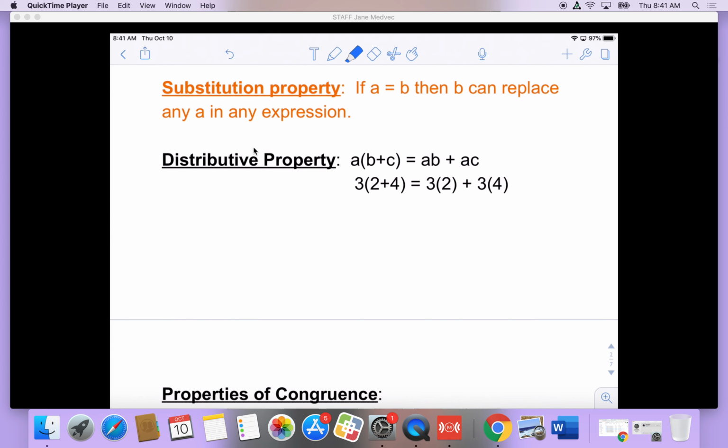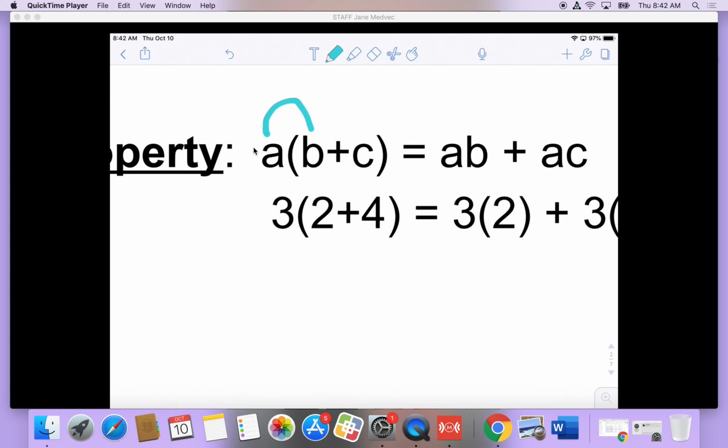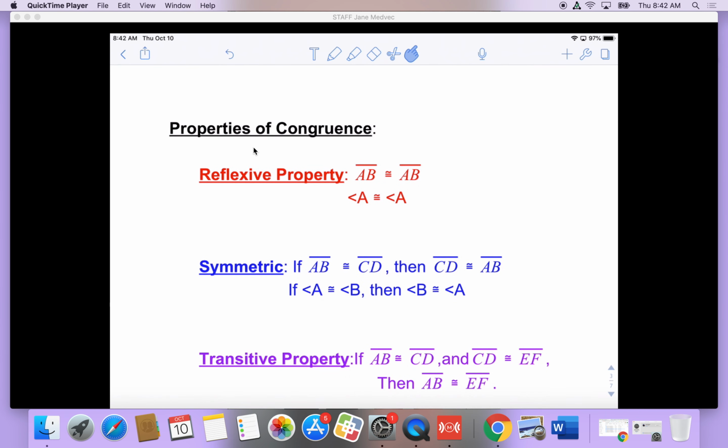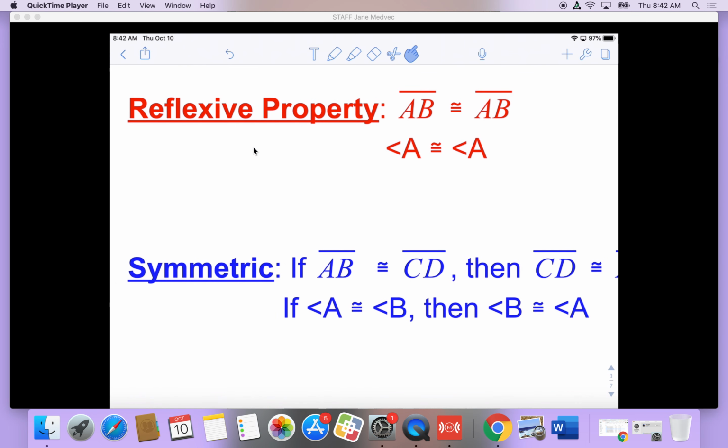And then the distributive property, and of course you've done this before. I have a friend. If A is going to give candy to B, then A better give candy to C, with a plus sign in between. And you've seen it before, so it shouldn't be that big a deal. All right, let's go see these properties of congruence. If you remember again in 7th and 8th grade, we talked about the reflexive property.